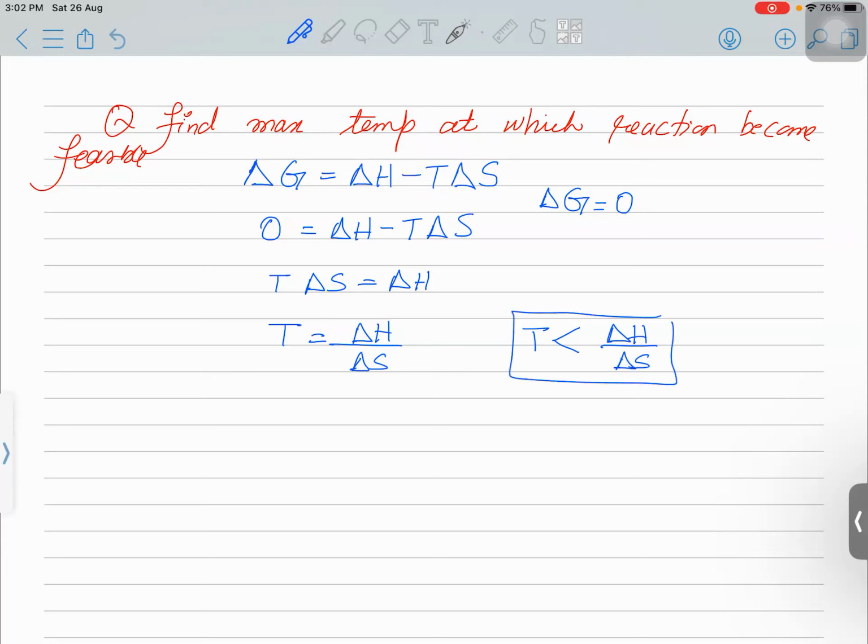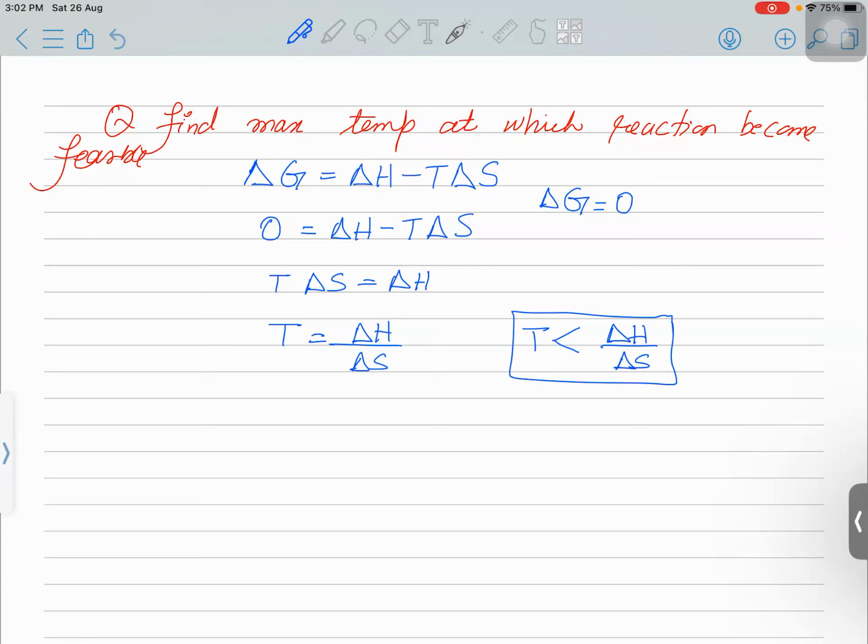So this is a very, very important formula. Through this formula, you can easily find the temperature. This temperature is the maximum temperature at which the reaction occurs. Yes. Are you getting my word or not?